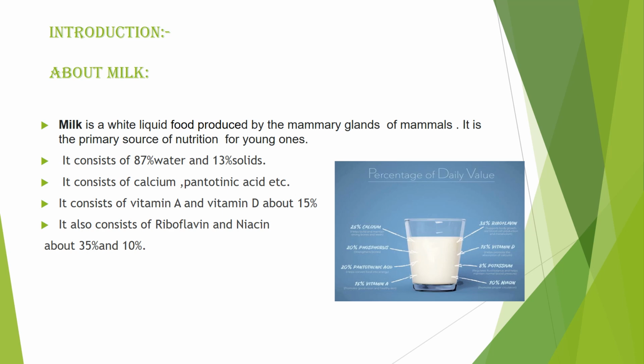As seen in the diagram, milk contains 25% of calcium, 20% of phosphorus, 20% of pantothenic acid, 15% of vitamin A, 35% of riboflavin, 15% of vitamin D, 8% of potassium and 10% of niacin. It also contains riboflavin and niacin at about 35 and 10%.